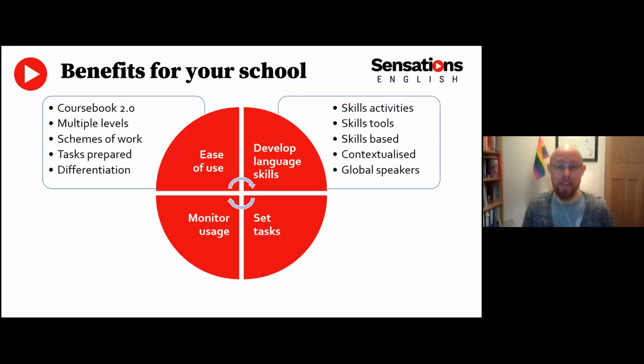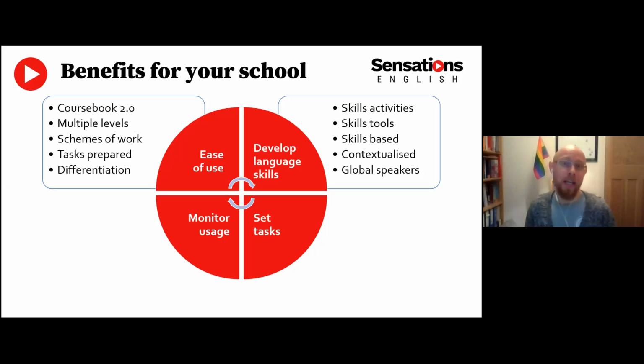Then we've got the developing the language skills: skills activities, skills tools, skills based. You can see it's skills, skills, skills. And that's so important. Contextualizing language within readings and listenings and speakings and writing is really important to actually embed it in meaning and develop input into intake by the students from the teacher.